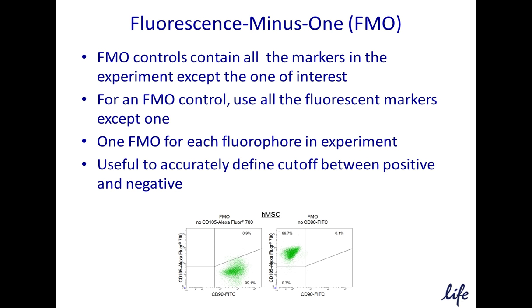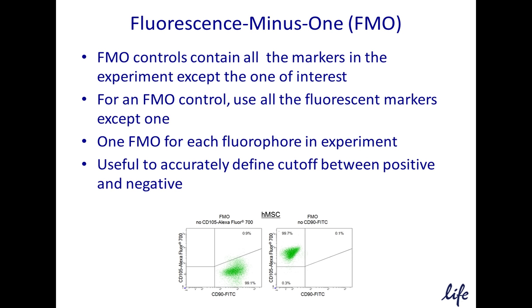Another type of control that is used is the fluorescence minus one, or FMO control. This control contains all of the fluorophores in the experiment except the one of interest. There is one FMO control for each color used. The FMO control contains the fluorescence contribution to the negative population from the other dyes in the experiment.